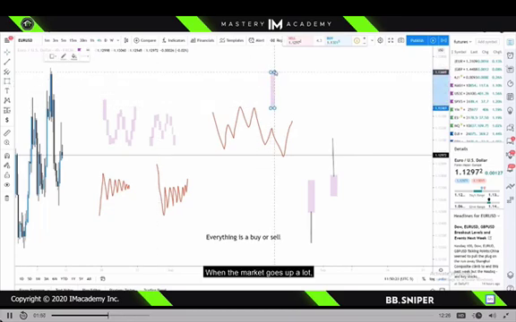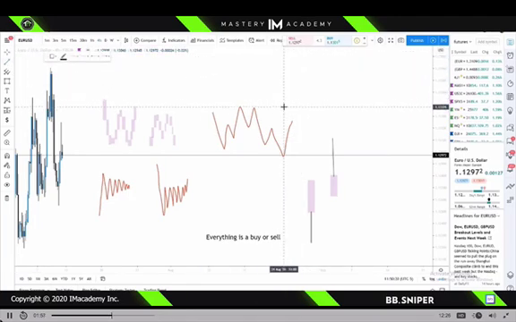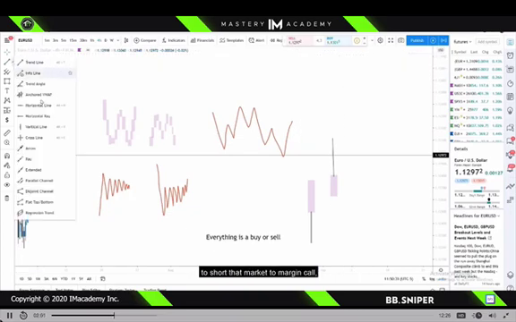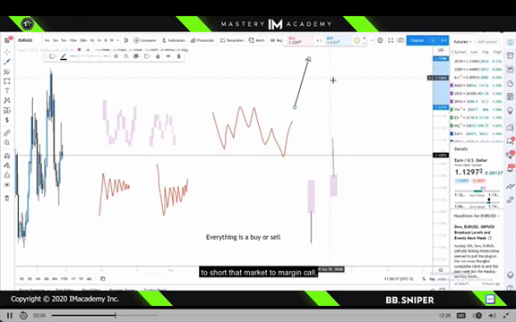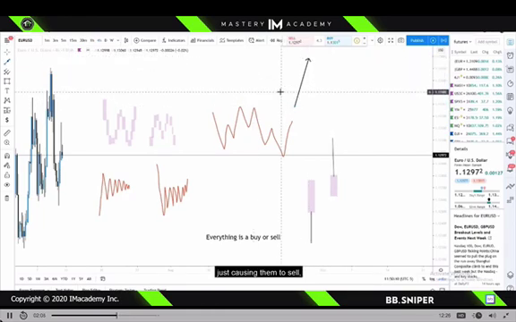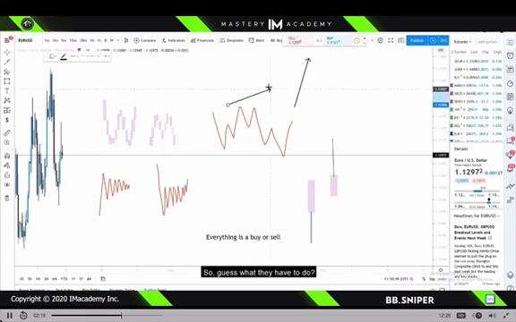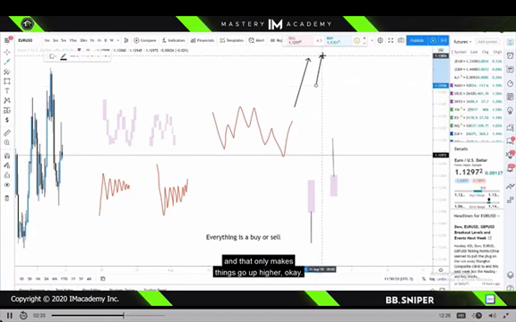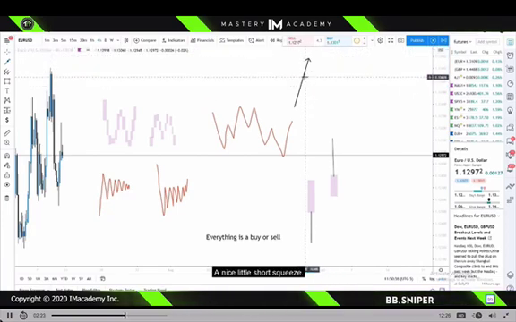Okay? When the market goes up a lot and it's causing a bunch of people who are trying to short that market to margin call, just causing them to sell because they don't believe that the market's going to be short anymore. Okay, well, they were shorting, so guess what they have to do? Buy back their position, and that only makes things go up higher. Okay, a nice little short squeeze.